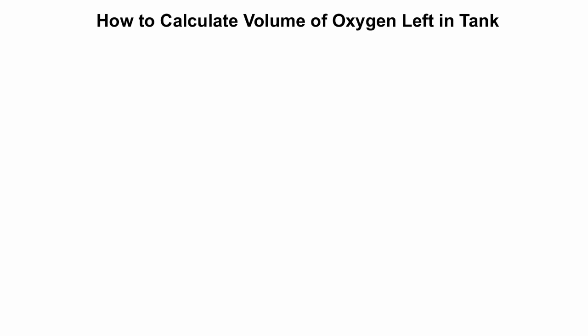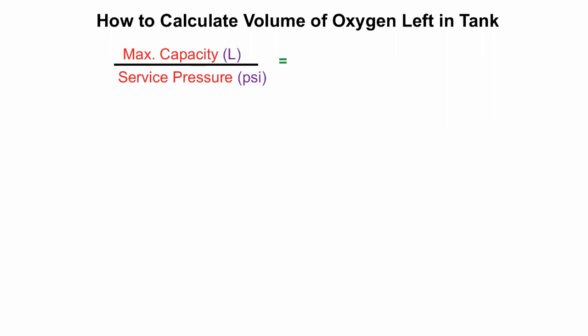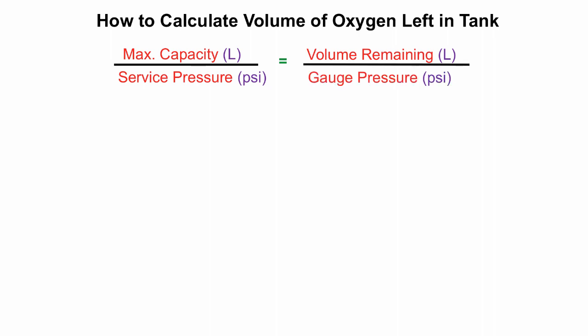So let's begin with writing our formula. The max capacity in liters of an E-cylinder divided by the surface pressure, which is in PSI, equals the volume remaining in liters divided by the gauge pressure in PSI. So it's always important to know this formula.